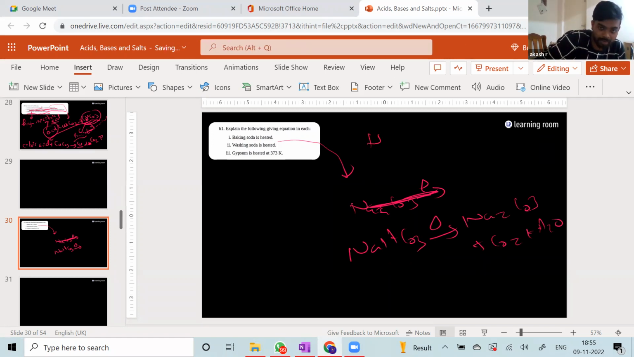Oh, next. Washing soda. Na2CO3. Now, what happens when I heat Na2CO3?